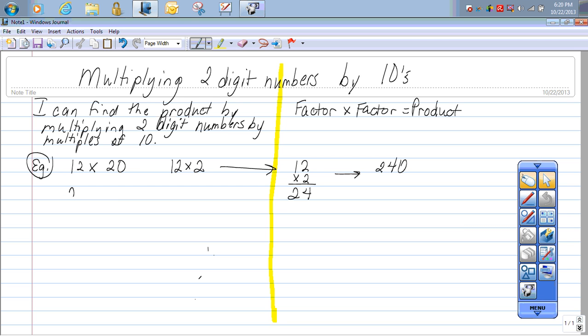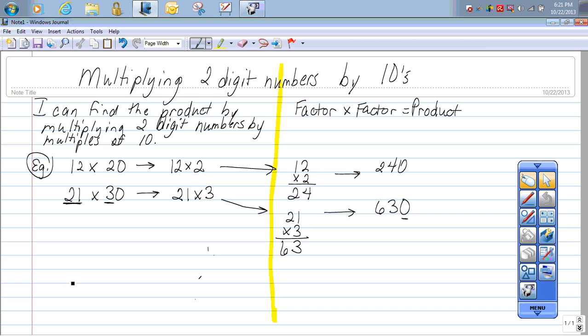Another example, 21 times 30. First we look at our basic fact that we can see here. Well, we know 21 times 3 is a pretty easy product to come up with. 21 times 3 is 63. We place our 0, and we have our answer, 630.